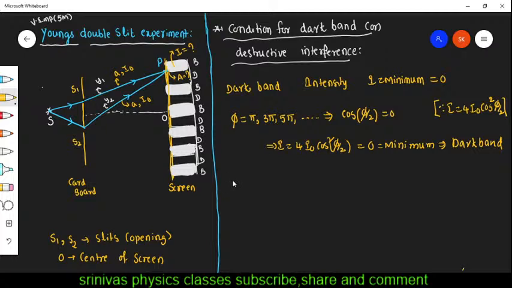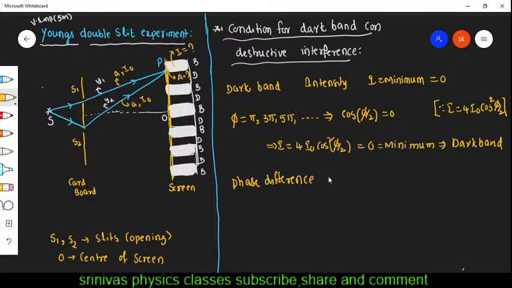Generally we write the phase difference as follows. Substitute the pi value here. We are taking the phase difference as pi. Cos square pi by 2. Pi means 180 by 2, so cos 90 you will get. Cos 90 is 0. That means you will get intensity as 0.